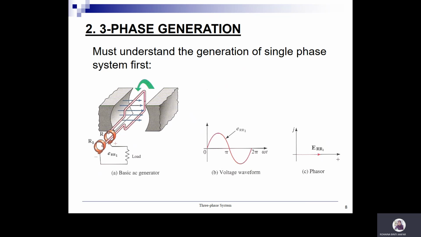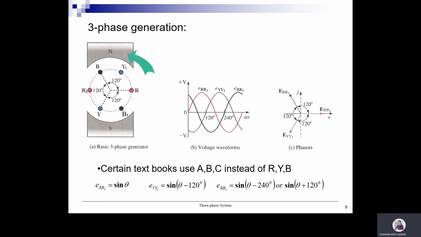Okay, so this is the three-phase generation. The basic principle is the same as single-phase, but for three-phase, you have three sets of this coil. For example, this one is for red phase, and you have another two for yellow and blue. So this is the waveform of voltage for three phase. The red waveform is for red phase, the blue one for yellow, and the black one is for blue. From the voltage waveform, we can transfer into the phasor diagram.